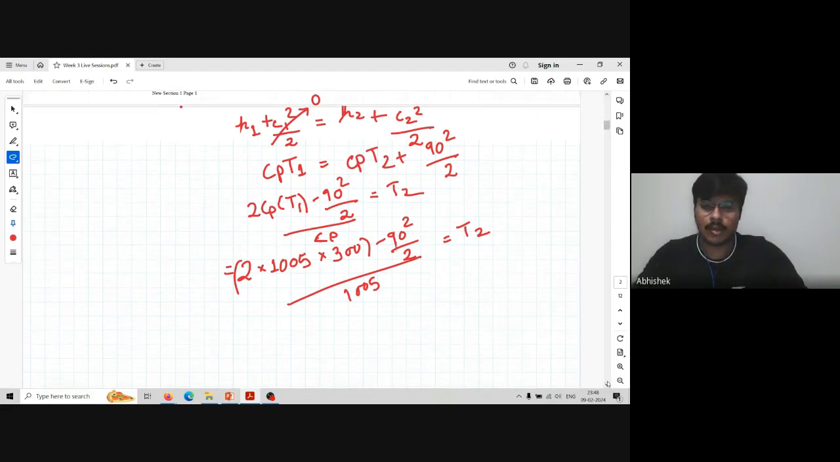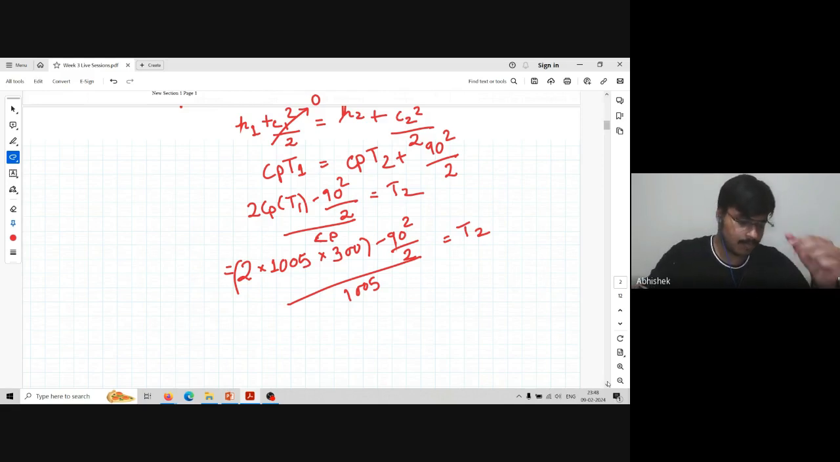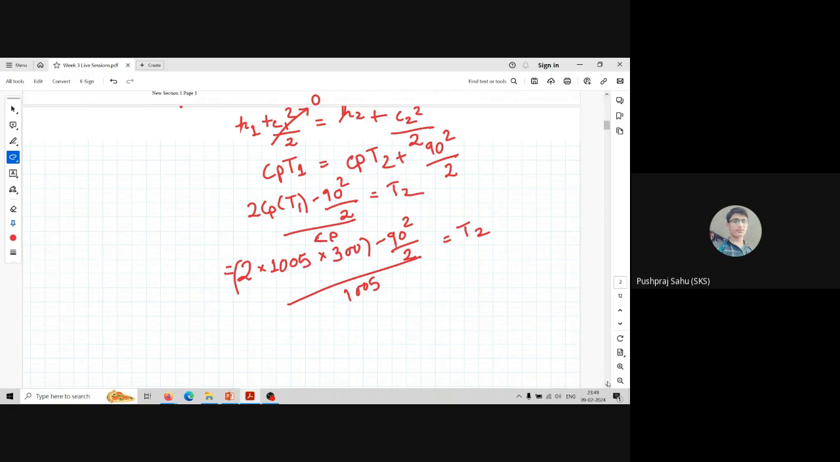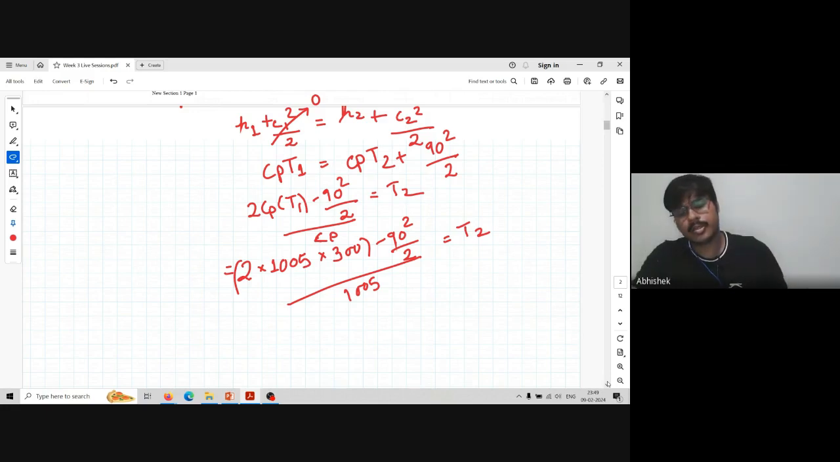Just calculate how much you are getting for T2. I will calculate too. 5 9 2.1.9? Temperature would increase. Are you sure? Just see the formula correctly. I think you have made some mistake.